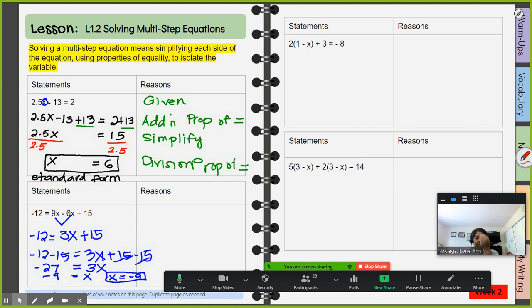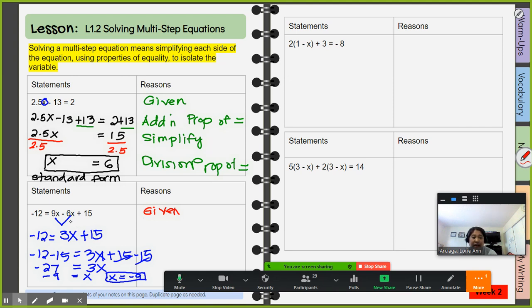I would like to hear from more volunteers maybe in the next few problems. So, providing the reasons here: given is always the first one when you see the problem. Maybe you're wondering how you're going to be given a quiz on this. You will be forwarded a worksheet that you can annotate using Kami, or you can do it on paper and send me a picture. You will be given equations to solve and you write down the reasons on the right-hand side.